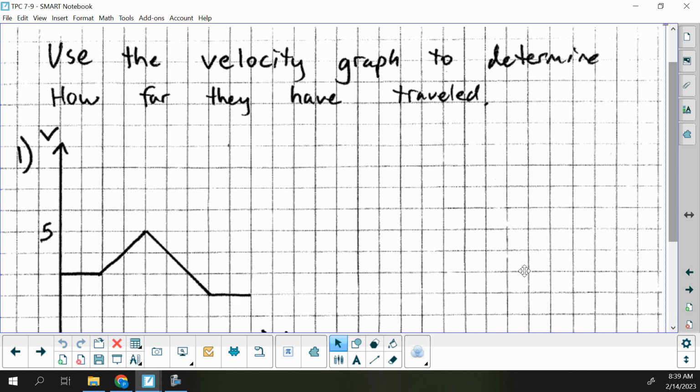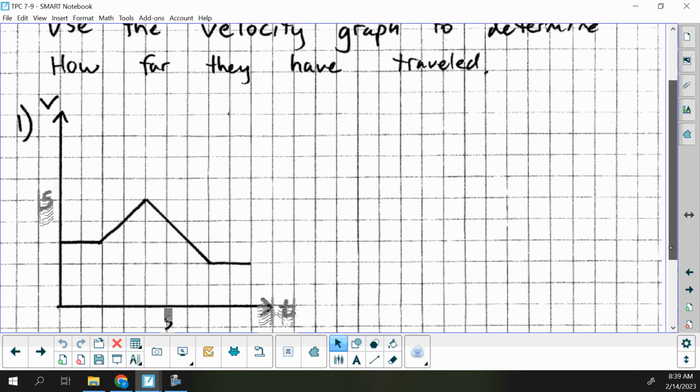All right, so you should have the blue worksheet in front of you. We want to be on the side to start out that says use the velocity graph to determine how far they have traveled. When you're working on this, you're welcome to use your calculator. You may want it for some of the parts.